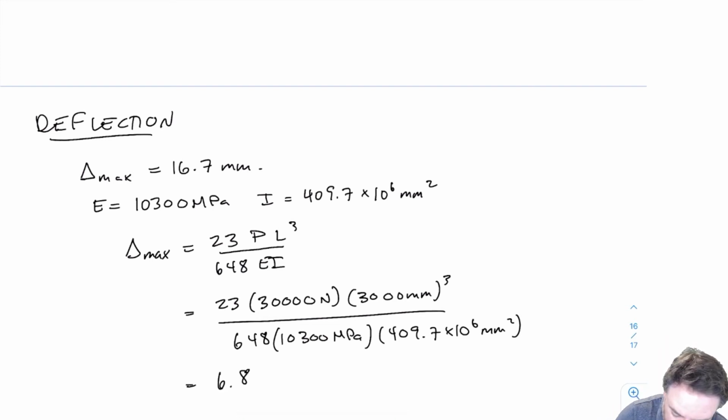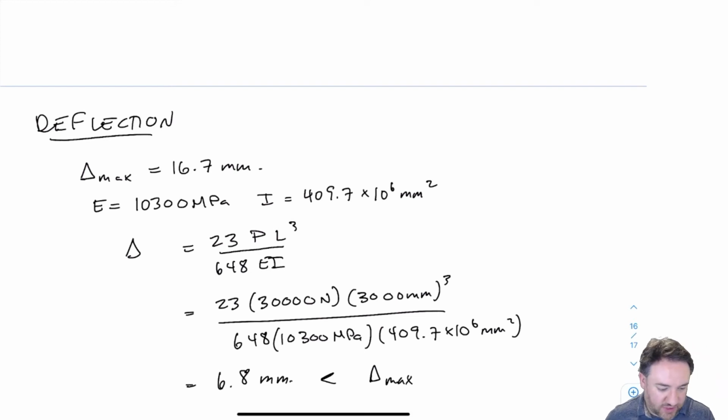And the deflection that I actually get is 6.8 millimeters, which is quite a bit less than, I should call this delta, not delta max, which is less than delta max. Okay, so deflection check is fine. Okay, last check before we go to the final load combination check is bearing resistance check.